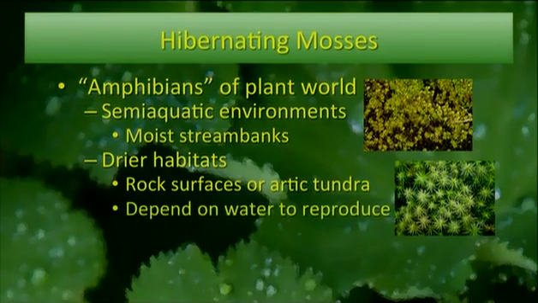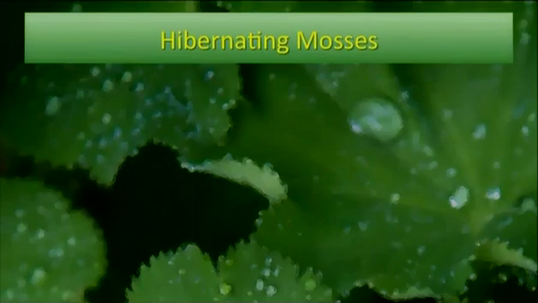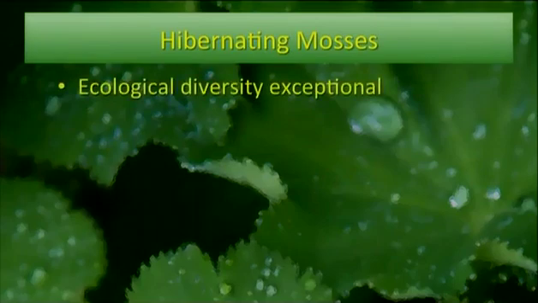But of course, all mosses depend on water to reproduce because their sperms are flagellated. They need water so they can swim to the egg, or it's all lost, right? If they can't reproduce, that's what evolution teaches us, right? Unless you're reproductively successful, you're not really evolutionarily successful, okay? Now these hibernating mosses have this ecological diversity which is exceptional.